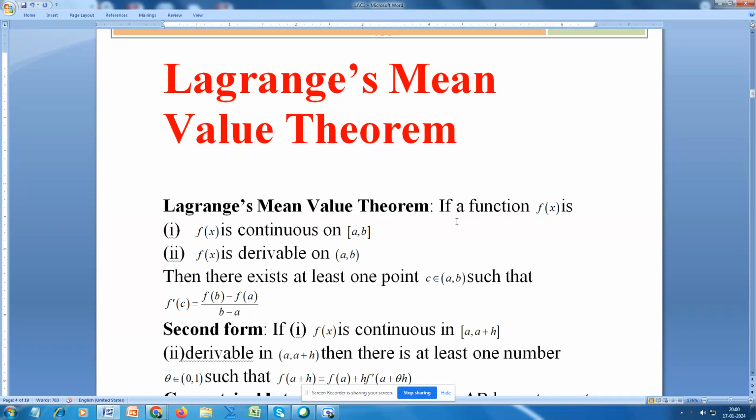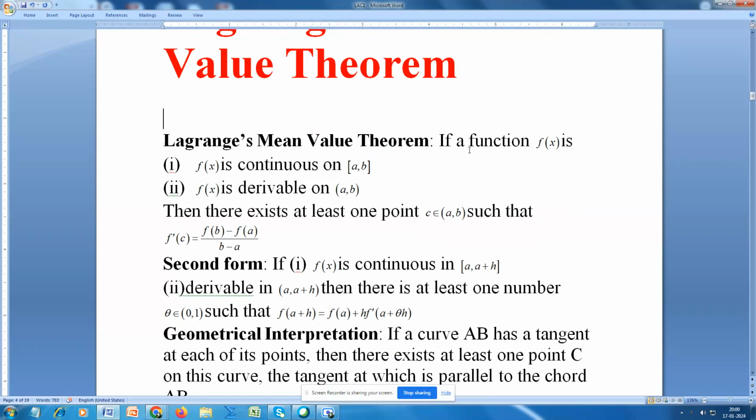Lagrange's mean value theorem: if a function f of x is continuous on the closed interval [a, b] and derivable on the open interval (a, b), then there exists at least one point c belonging to the interval (a, b) such that f dash c equals f of b minus f of a by b minus a.